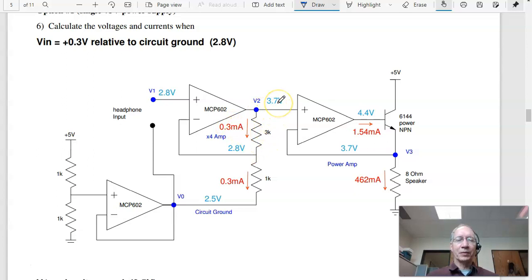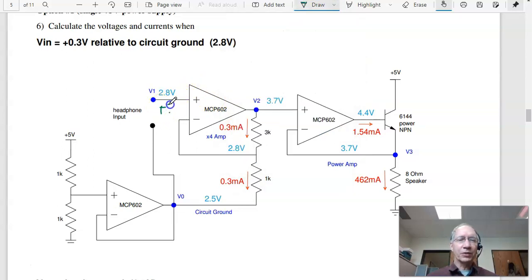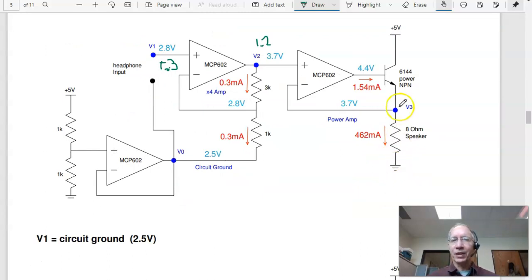This is 3.7. Again, relative to circuit ground, this is 0.3 volts relative to circuit ground times 4. This is 1.2 volts relative to circuit ground, 1.2 volts above 2.5. This is just a push amplifier, V plus equals V minus. This is also 3.7 volts relative to earth ground.